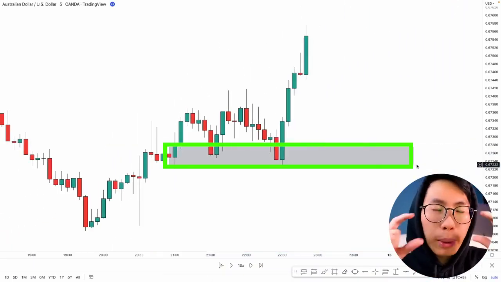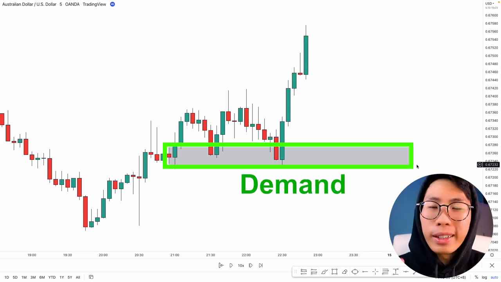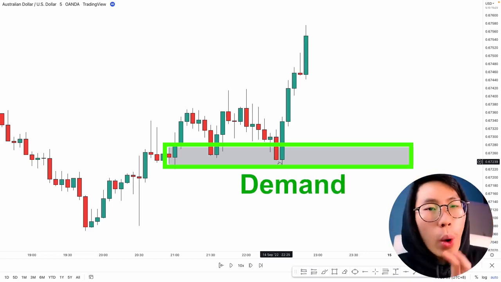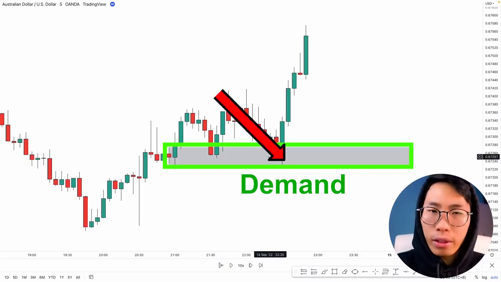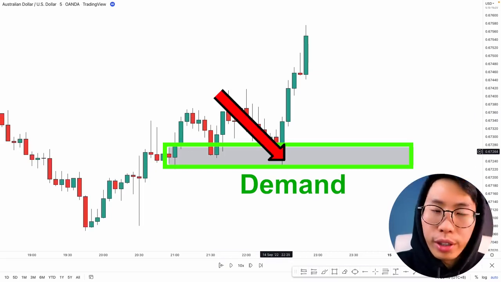So now the area between these 2 lines will become the demand zone. So right now what we want to do is to wait for price to come back down to this area and then enter for a buy. But price already did that, right?